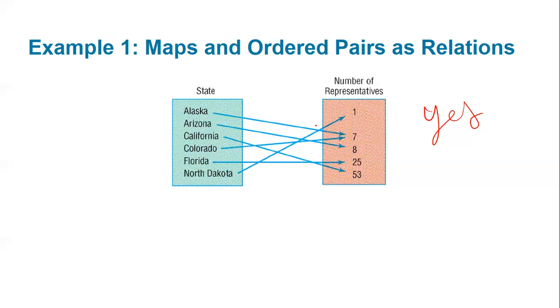Okay. Now, I can write it as ordered pairs even if it's not a function. But if I wanted to write it as an ordered pair, I just need to make sure I understand what my domain is, which means my x, right? And what's my range, which means my y. So what would my ordered pair be? What's the first ordered pair? Alaska 7.